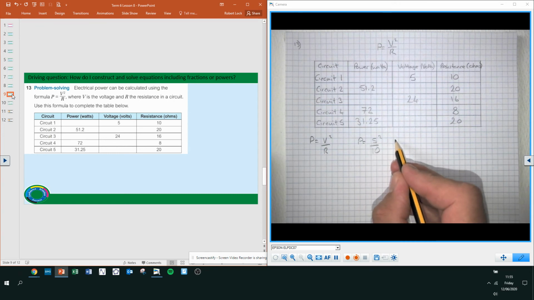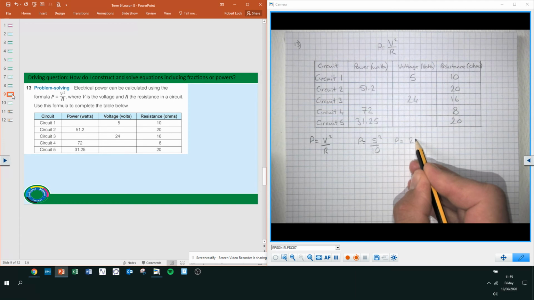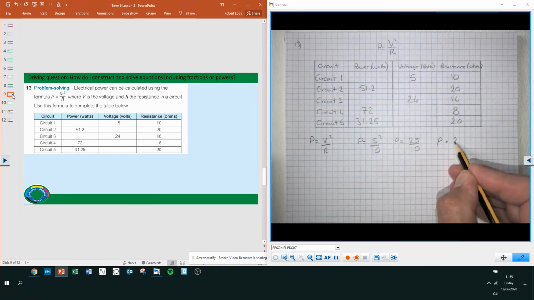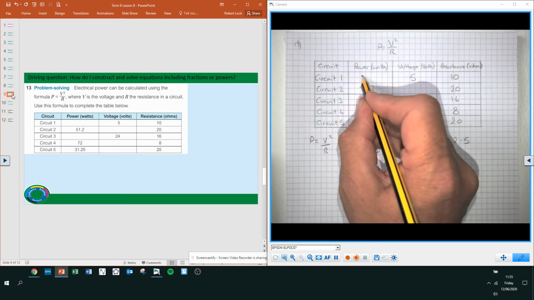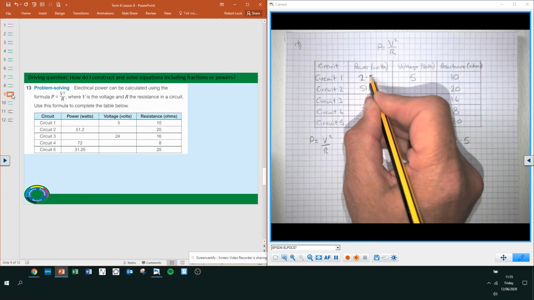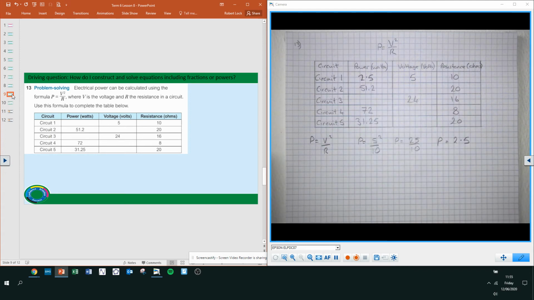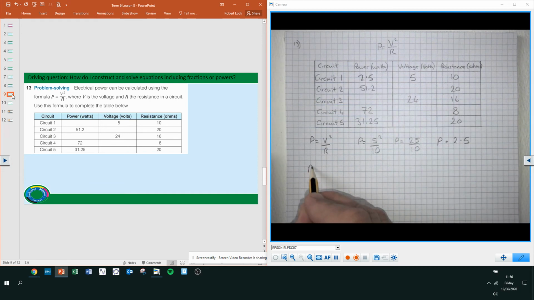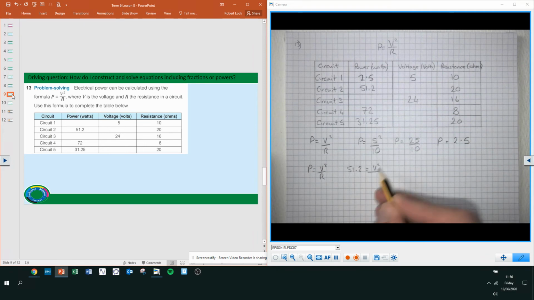So, P equals 25 over 10. P equals 25 divided by 10 is 2.5. So the answer there is 2.5. Next question. We have power, we don't have volts, we have resistance. Just remind ourselves, P equals V squared over R. So P is 51.2 equals V squared, which we don't have, over 20.